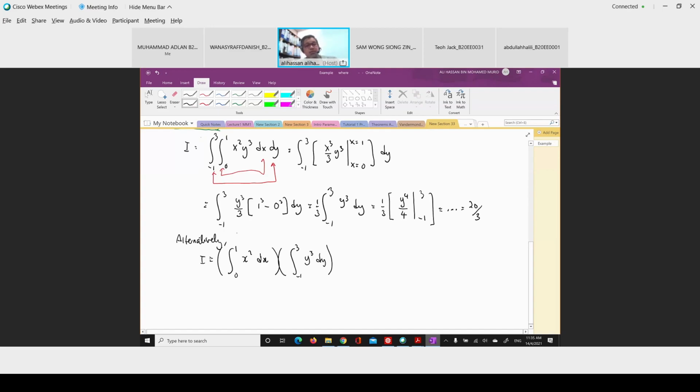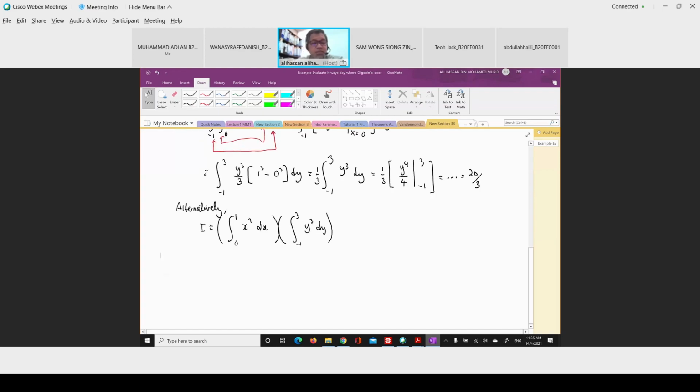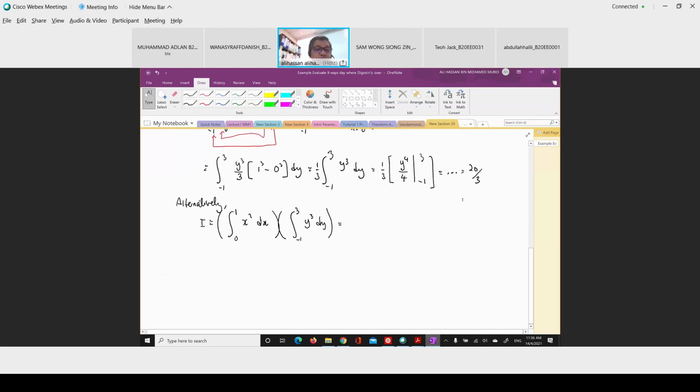Okay. So in this example, the integrand x squared y cubed can be viewed as a function of x alone, which is x squared, times a function of y alone, which is y cubed. So we can write the double integral as a product of two single integrals, one with respect to x only, and the other with respect to y only. So there should be no problem for you to evaluate these two single integrals.